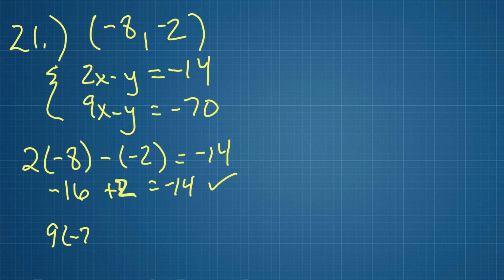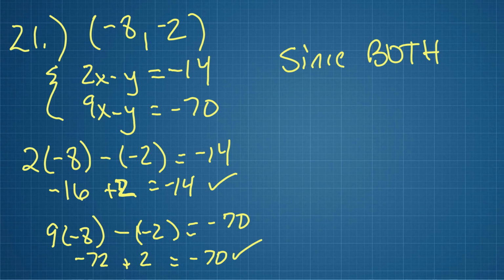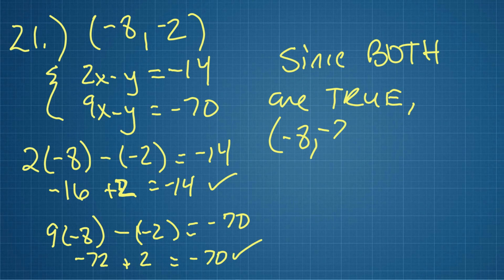So I say 9 times -8 minus -2. That's supposed to equal -70. 9 times -8 is -72. Minus minus is plus. So -72 plus 2 does equal -70. That's a true statement. So I say, since both are true, (-8, -2) is a solution. That's it.